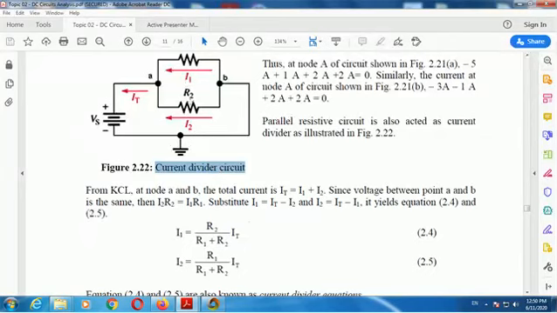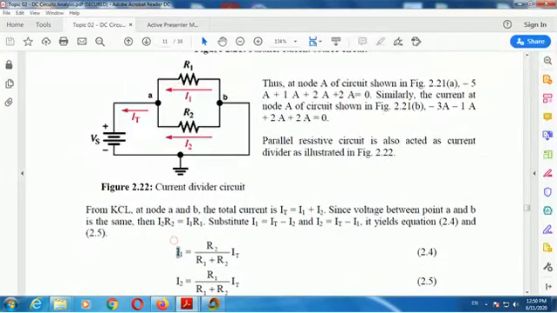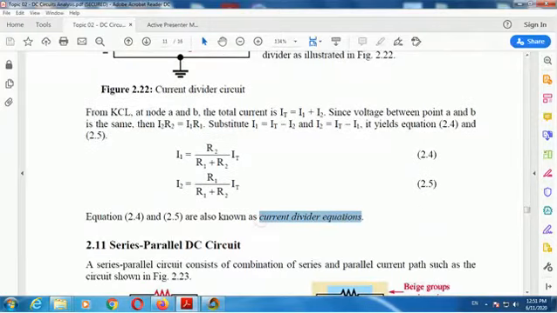Here the total current is I1 plus I2, the two parallel branches added together. Given I total, we want to find I1. I1 equals the opposite branch R2 divided by the total R1 plus R2, times I total. Then I2 is the same: the opposite branch R1, so R1 divided by R1 plus R2, times I total, equals I2. I total equals I1 plus I2 from KCL. This is the current divider equation.